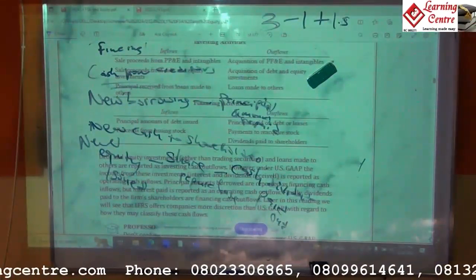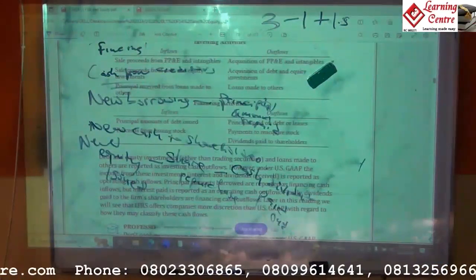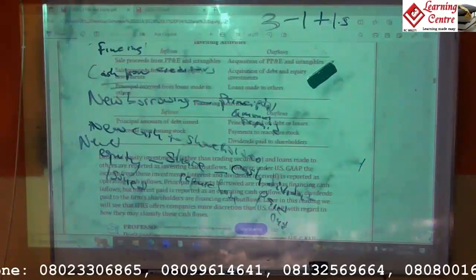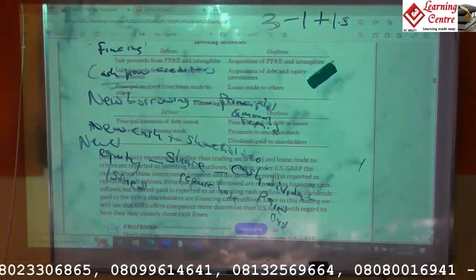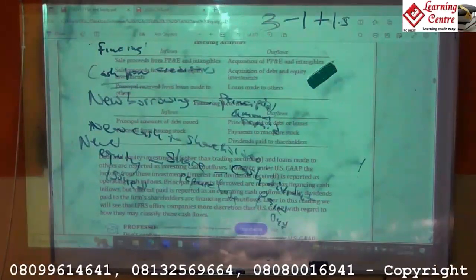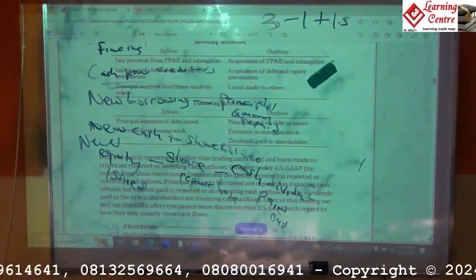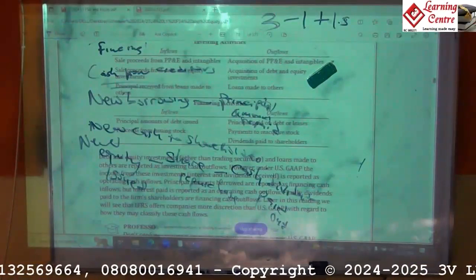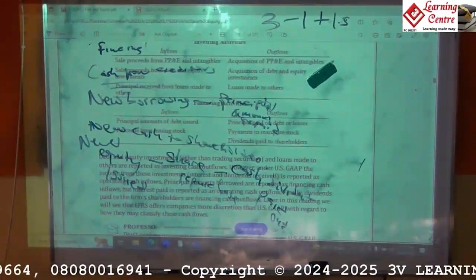So two more things, and we'll round off cash flow. Cash from creditors is new borrowings minus principal amount paid. So how about the interest? It depends. If the principal amount is paid, the interest will have been treated already.